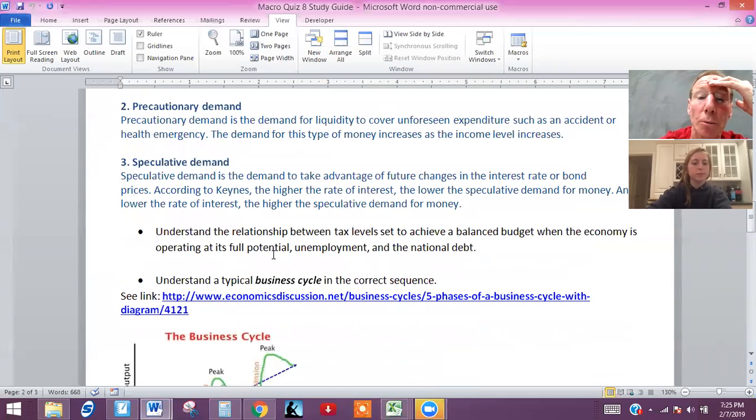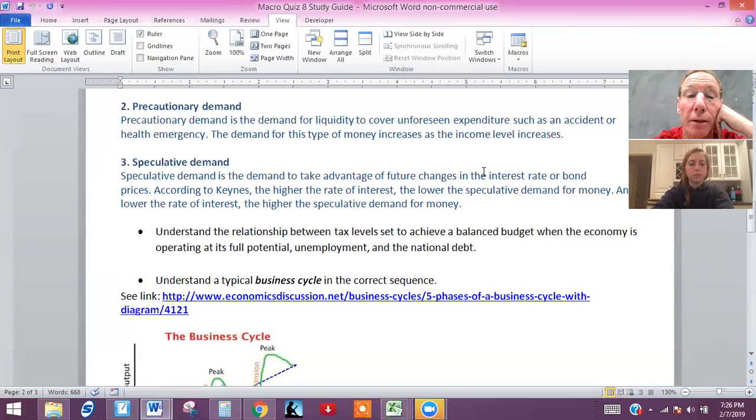Okay, this is a little bit tricky right here. If the government decides to tax at a level that will balance the budget if we're at full employment, then if we're not at full employment, it means that the taxes will not be enough to balance the budget.